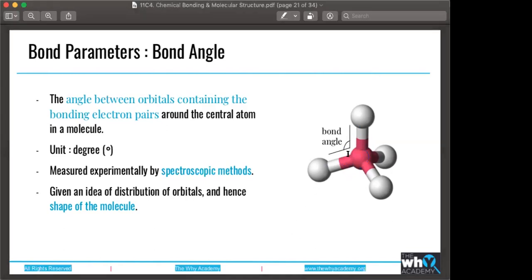Okay. So, otherwise clear on what bond angle is and what it represents and all that? Yes, miss. So basically, based on the bond angle, you can figure out what is the shape of the molecule.